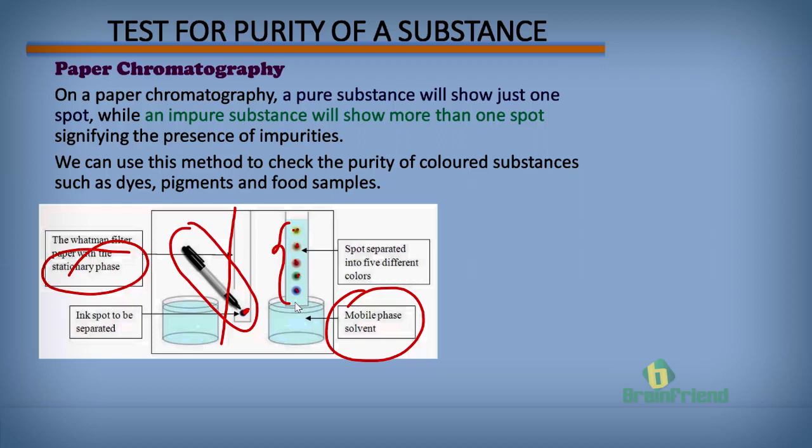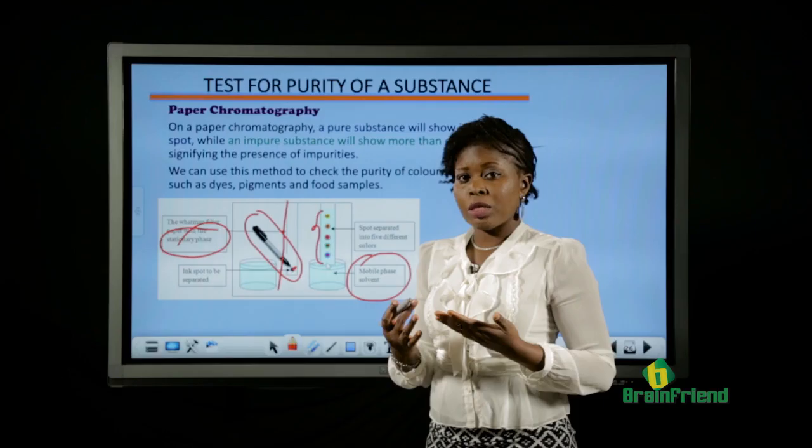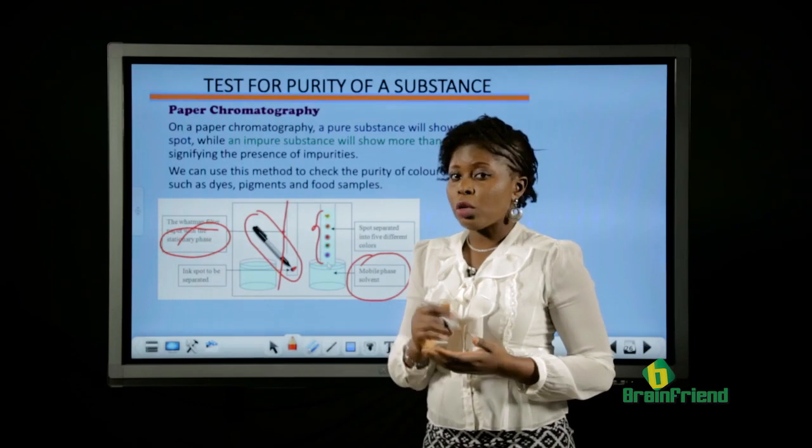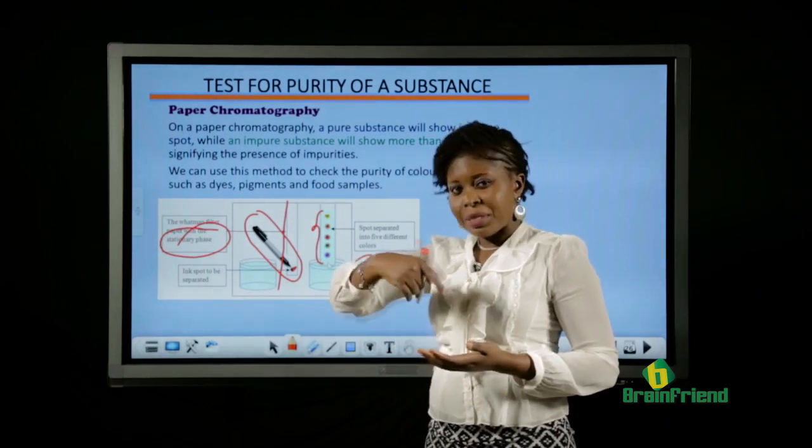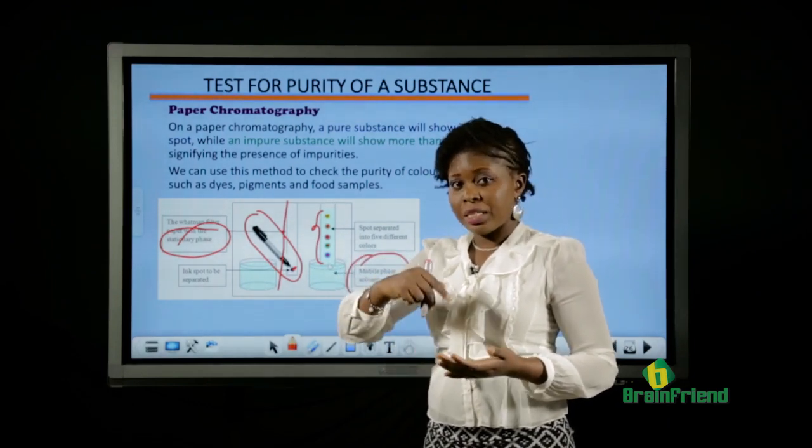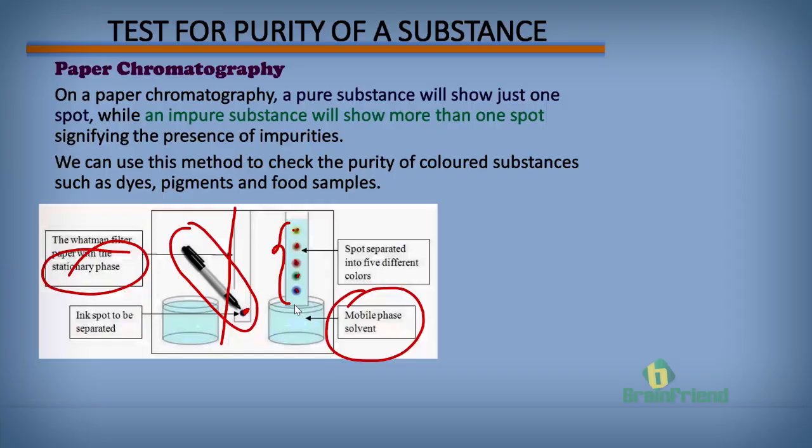So if it gives us more than one spot, if it's a substance we are trying to test for its purity and realize that, oh, on this paper chromatograph, we are having more than one spot, then it means that there is another substance that is present in that substance. And that other substance is the impurity. But if it only gives us one dot on the paper, then it means that it is just the substance we are talking about. No other substance is included in it.